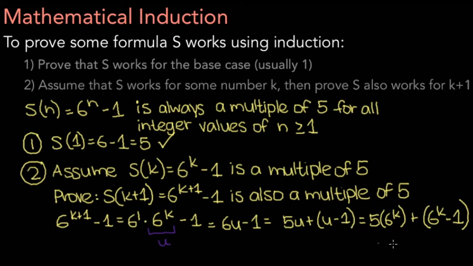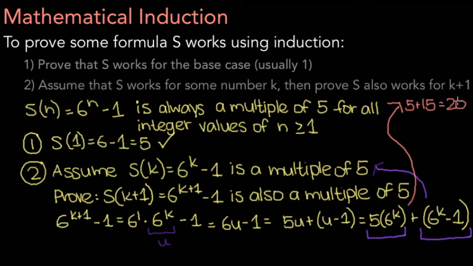We need to show that this is a multiple of 5. This term will always be a multiple of 5 because 5 is one of its factors, and this term will always be a multiple of 5 as well because of our assumption over here. So what we have here is essentially the sum of two multiples of 5. If we take two random multiples of 5, let's say 5 and 15, and sum them together, we get another multiple of 5, 20.